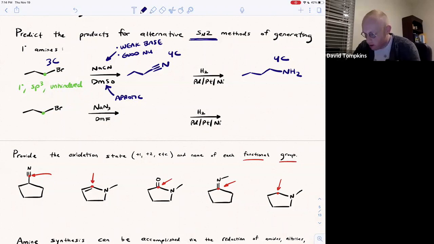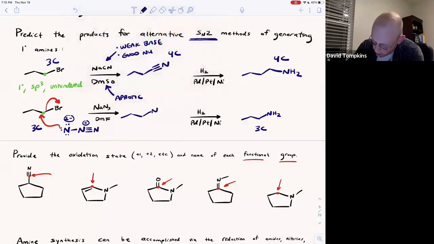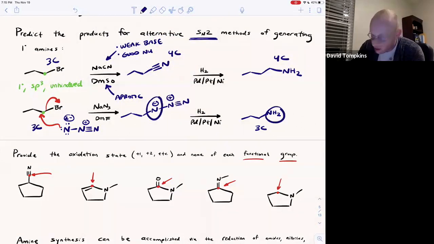Now, if you want to go from the 3 carbon alkyl bromide to a 3 carbon primary amine with no chain elongation, then you use this nucleophile here, azide. And the azide will attack and kick out bromide in a concerted step, installing a new carbon-nitrogen bond. And azide has a negative charge on one nitrogen with positive on the other. It's a zwitterion. And if you hydrogenate this, the first nitrogen here turns into NH2.